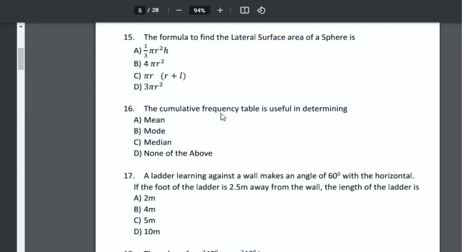16th question. The cumulative frequency table is useful in determining, of course, median. So correct option for 16th question is C.